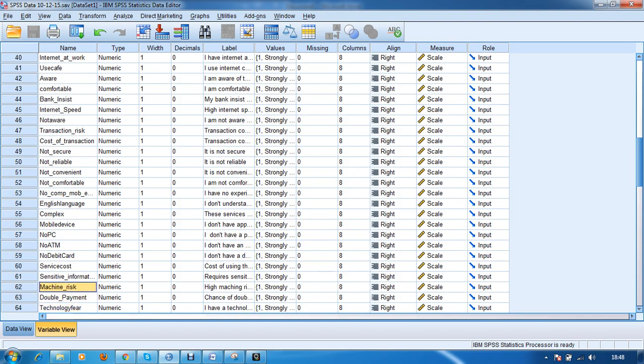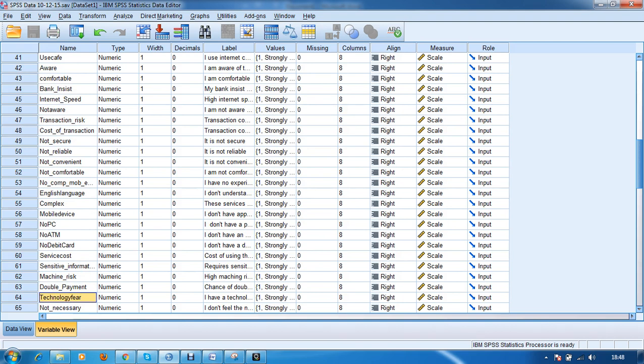High failure of machines such as computer may break down, or the ATM might not work sometimes, or the chances of double payment while you are using ATM or debit card in order to make payment, for making online shopping. Technology fear: some people might have a technology phobia. They might not use technology because they don't feel it is right, or they fear to use technology.